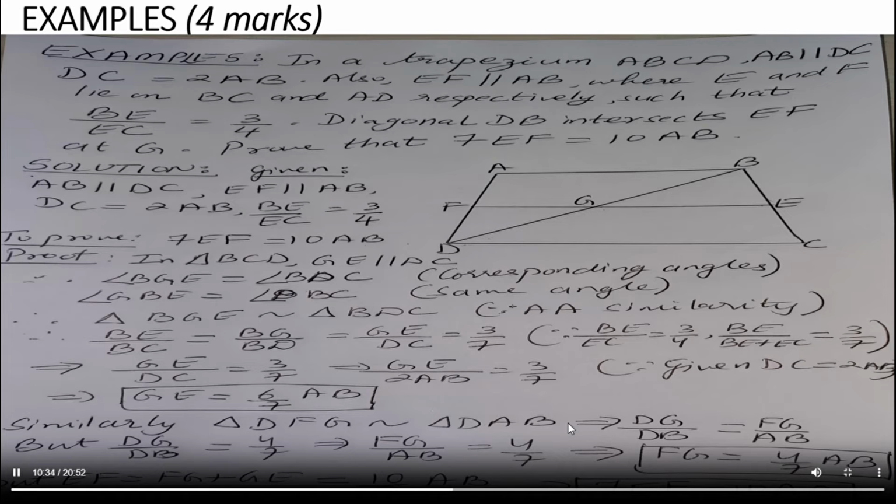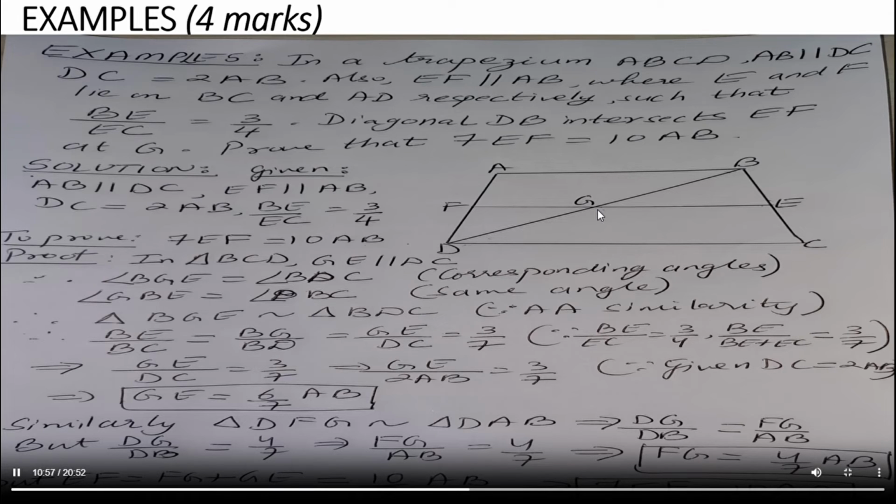Next example. This type of example can be asked for 4 marks. In a trapezium ABCD, AB is parallel to DC. Also DC is equal to 2AB. EF is parallel to AB where E and F lie on BC and AD respectively, such that BE upon EC is 3 by 4. Diagonal DB intersects EF at G.